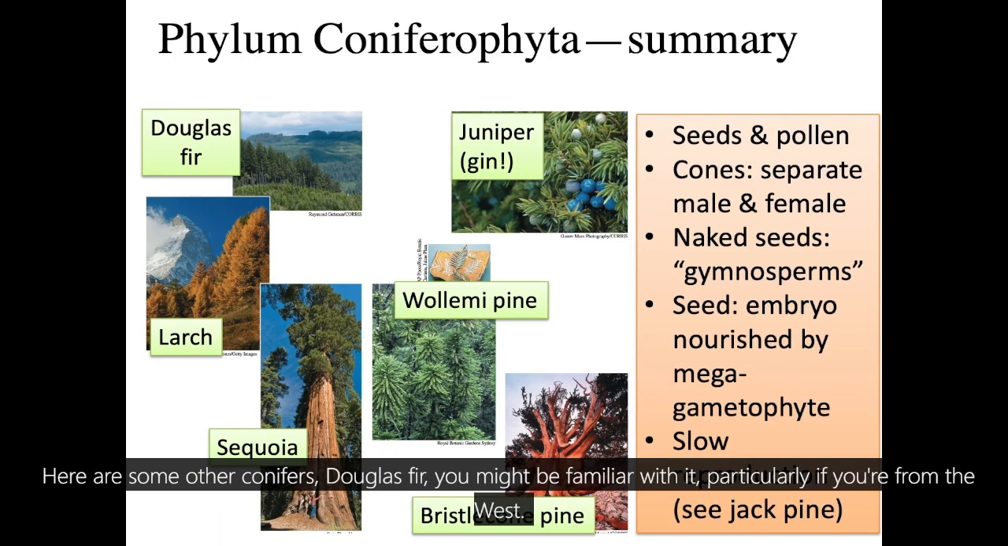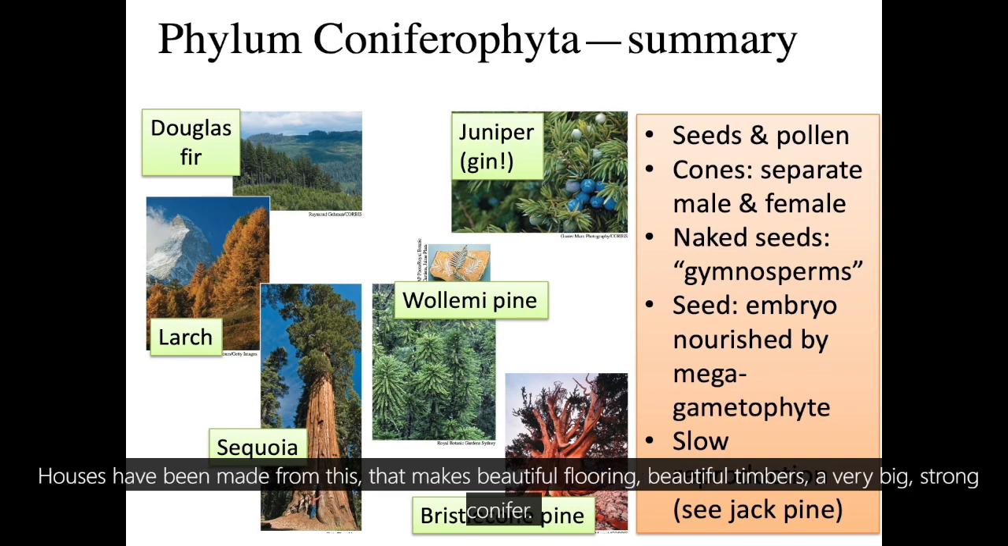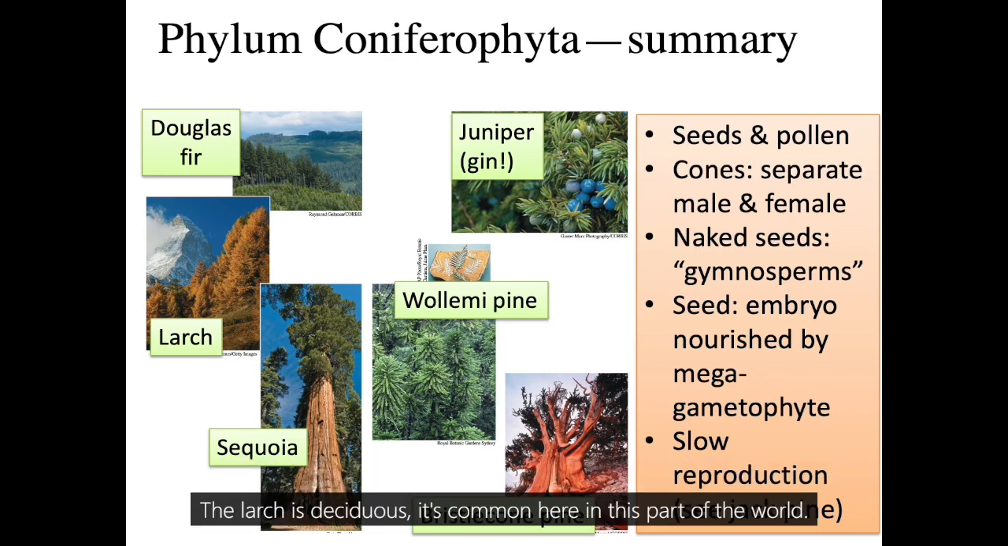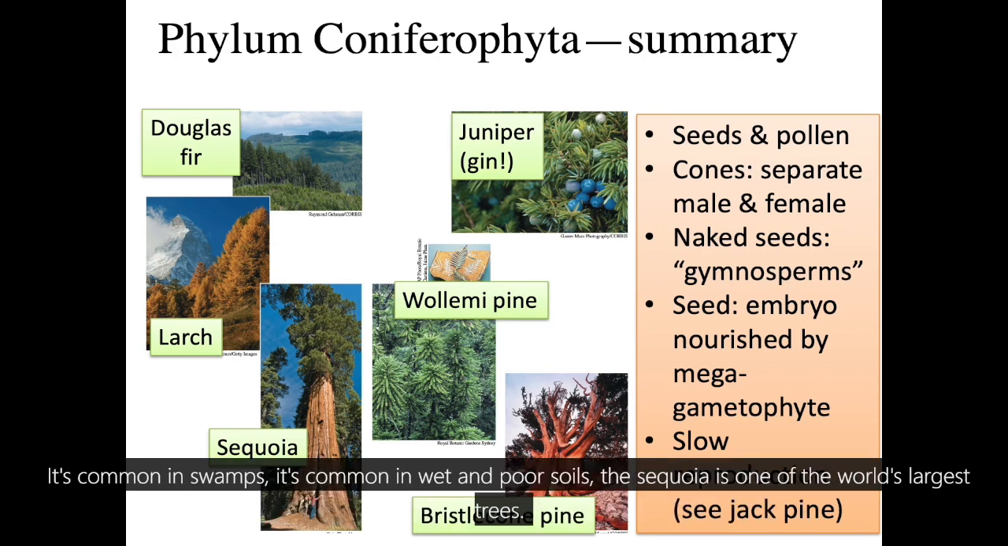Here are some other conifers. Douglas fir, you might be familiar with, particularly if you're from the West. Houses have been made from this. It makes beautiful flooring, beautiful timbers, a very, very big, strong conifer. The larch, you know, is deciduous. It's common here in this part of the world. It's common in swamps. It's common in wet and poor soils.